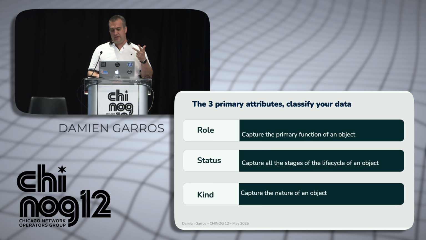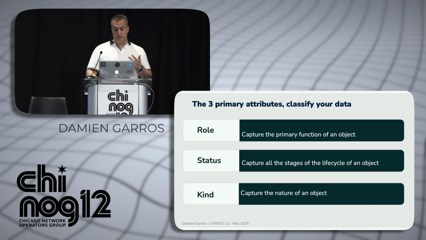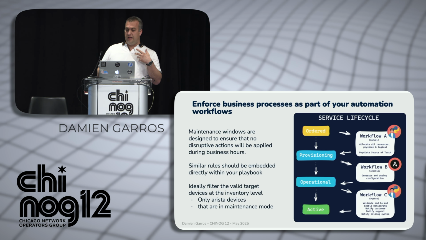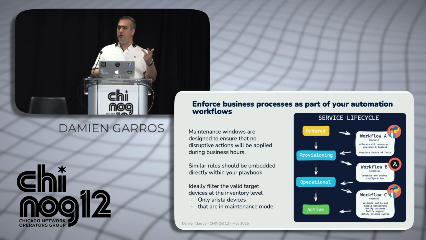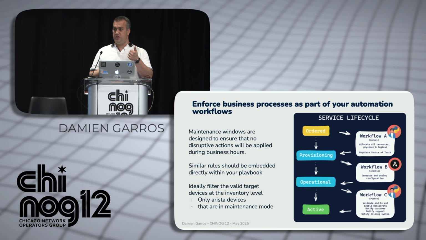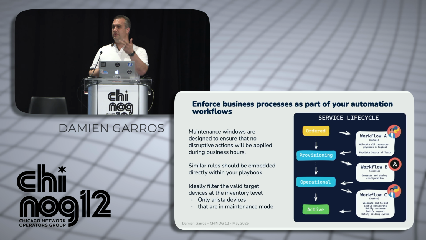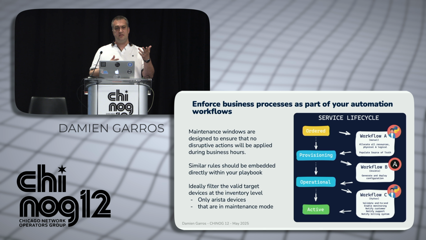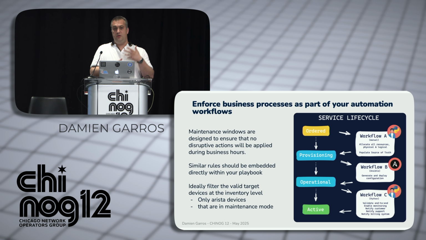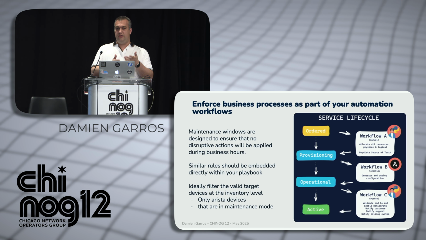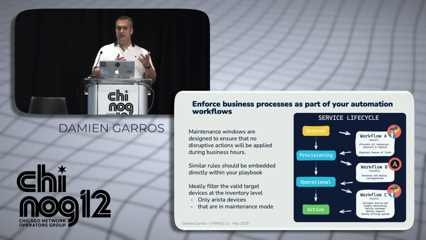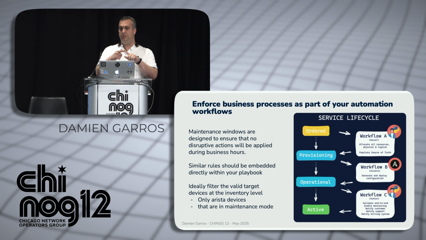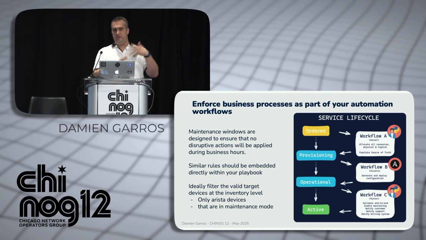I think it's a complete game changer in how we build automation, but even more so to build trust, because if you have that, then every workflow should be associated with a status, a role, and a type of device. For example, if you have a workflow that upgrades devices, you want to make sure that by definition it will only be applied on the devices that are in maintenance mode. That's the status. If it's a workflow for Arista devices, that's the type. And if you have a specific type of device, then that's the role.